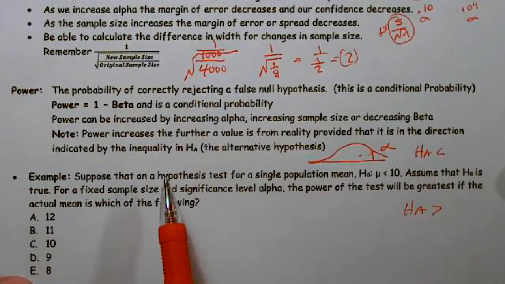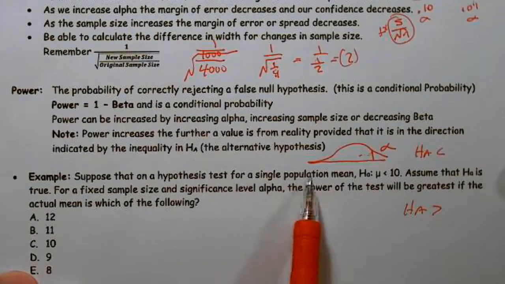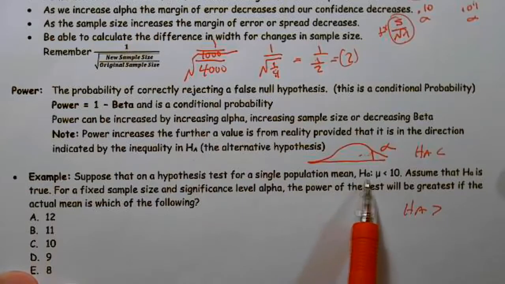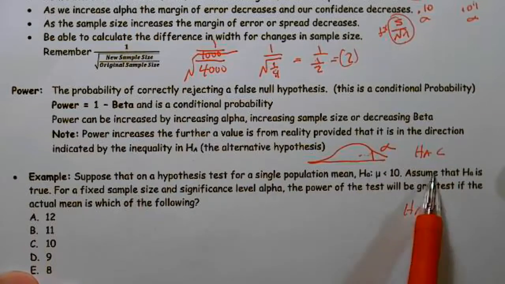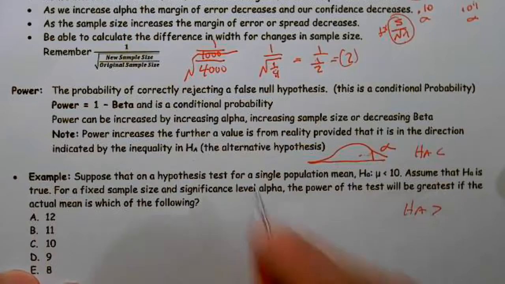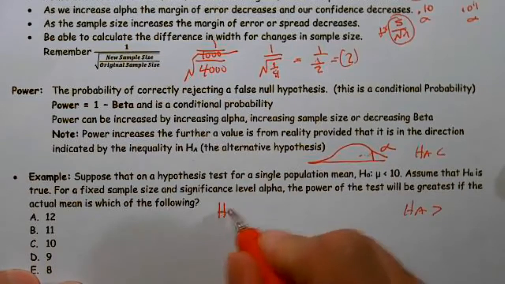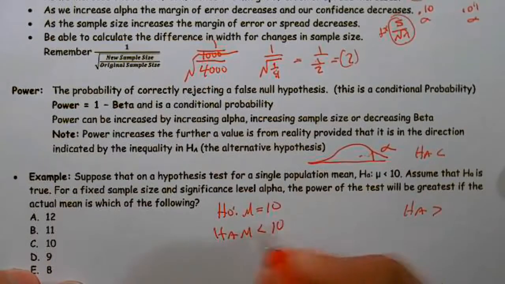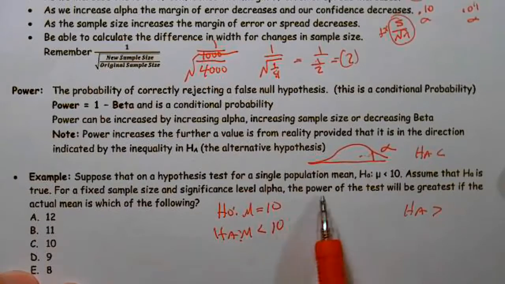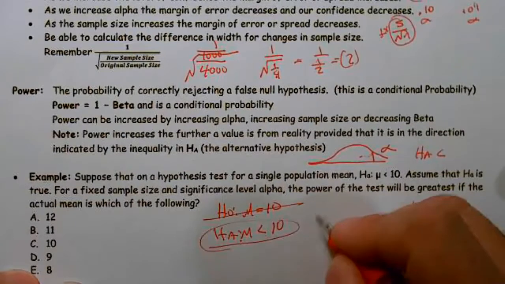So, supposing a hypothesis test for a single mean, we have the alternative of mu is less than 10. Assume that HA is true. So basically they're telling us the null is false. And they didn't give us the null, but I would assume that the null is this. They're telling me already that this is 10, and they're saying this is false. So basically, this is a correct decision.